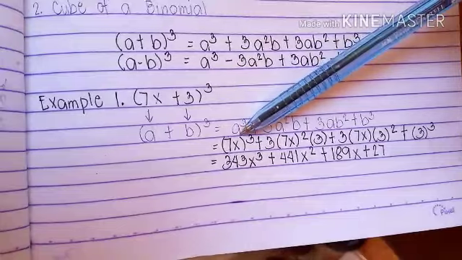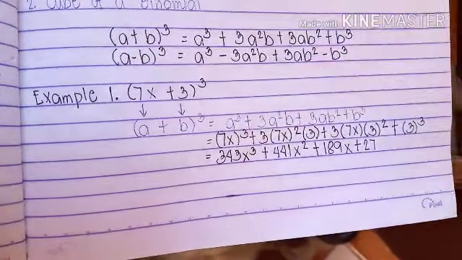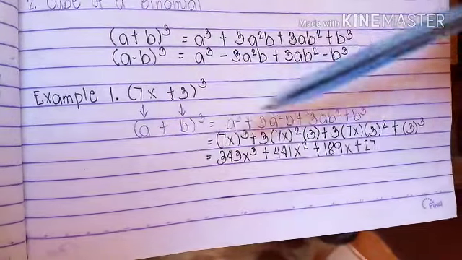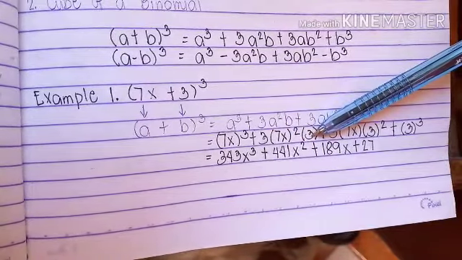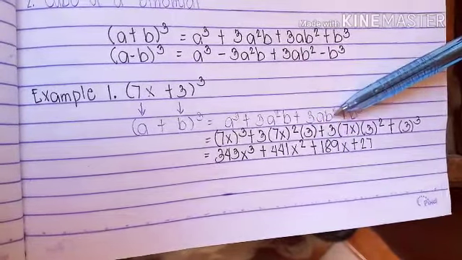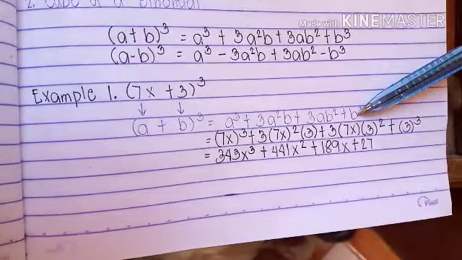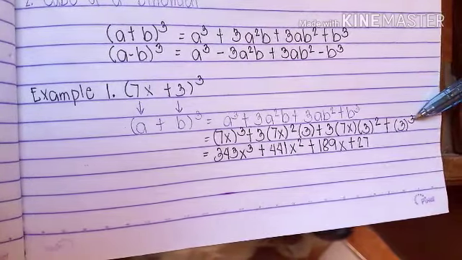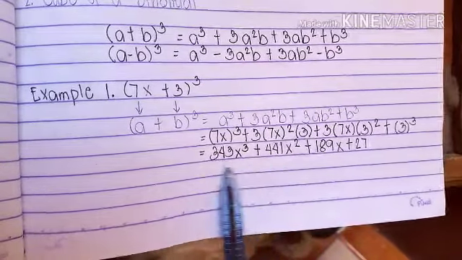So that would be a is 7x, we follow the cube, plus 3, and a, that would be your 7x, and we squared it. b would be your 3, plus 3, a is 7x, b squared, that would be 3 squared, plus, of course, your b is 3 again, that would be cubed. Now, if we simplify that one, this would be the answer.